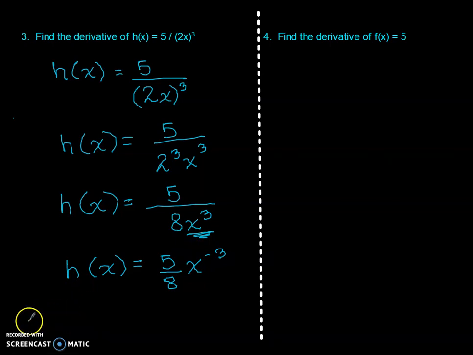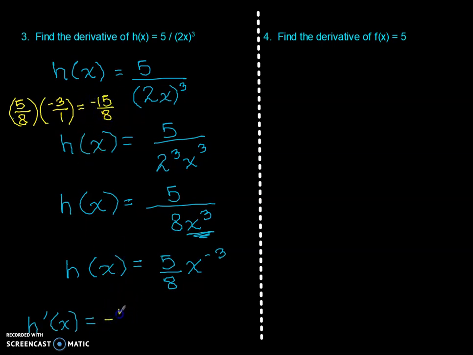So this will be h prime of x equals, I'm multiplying the exponent times the coefficient. So I'm going to take a sidebar here. If I multiply 5 over 8 times negative 3, the fraction form of negative 3 is negative 3 over 1. To multiply fractions, you go straight across, and that'll give you negative 15 over 8. So negative 15 over 8, and then x to the, remember we always take 1 away from the power to determine the derivative using the power rule.